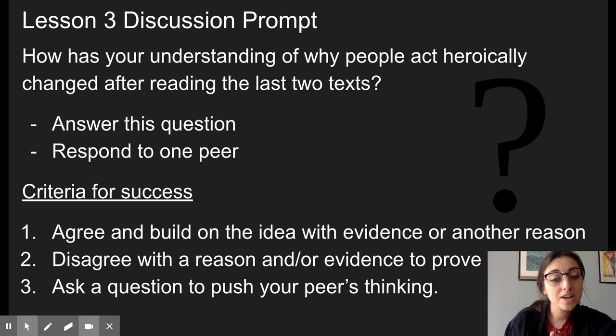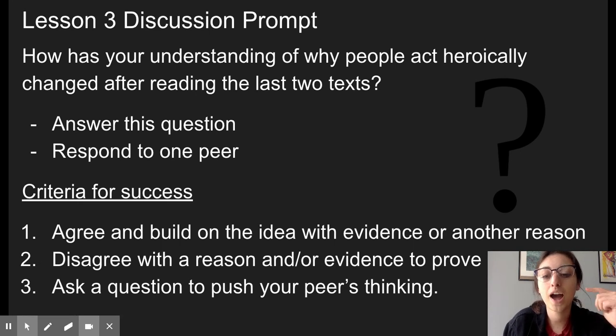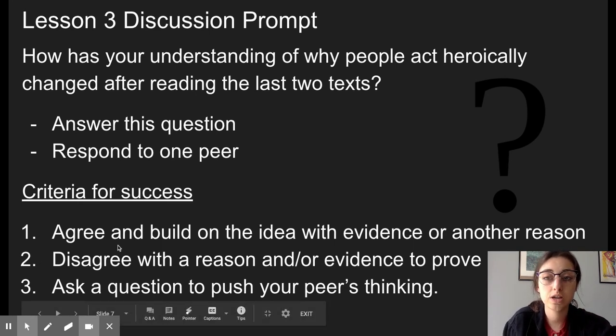You need to agree and build on it with extra evidence or another reason why it's true. You need to disagree with a reason or evidence to prove why your opinion is right and not theirs. Or you can ask a question to push your peers' thinking, okay? Don't just say, I agree, or that's cool, good job, right? We want a little bit more here. So come back to this if you need a little extra help.